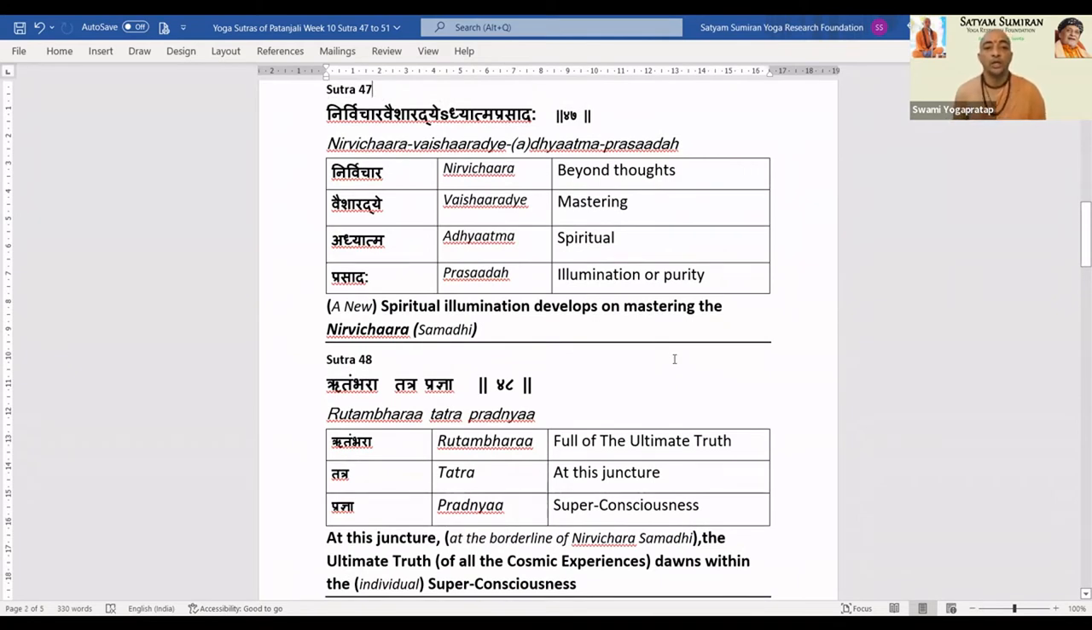Nirvichara vaisharadye adhyatma prasadaha. Nirvichara, beyond thoughts, beyond all those impulses which keep coming in. Vaisharadye, having mastered adhyatma, spiritual, prasadaha, knowledge, purity, illumination, that comes. A new spiritual illumination develops on mastering nirvichara samadhi.